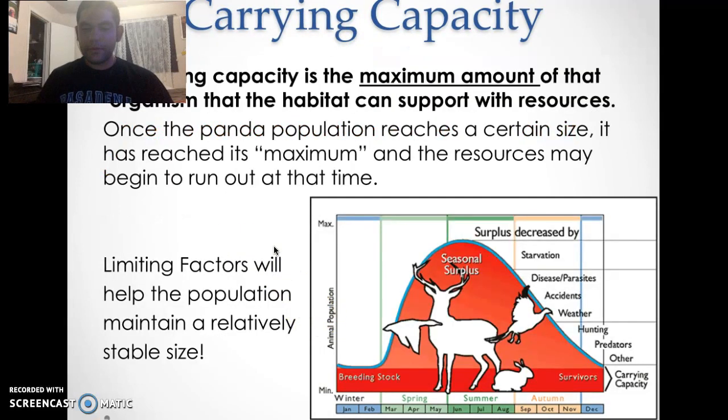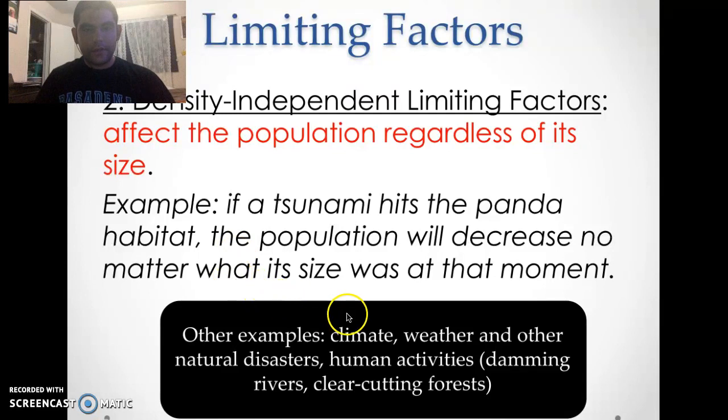Some other examples are climate change, and we're going to see some examples like polar bears and other animals that are affected by this. Weather, then sometimes some other natural disasters, and even human activity can affect the population size, can be a factor that affects population size for specific organisms due to deforestation and other things.